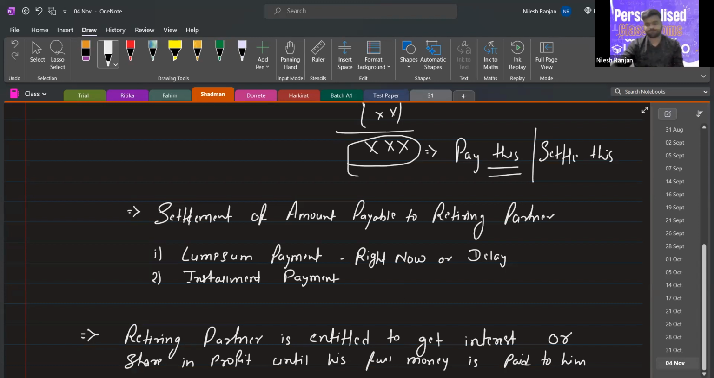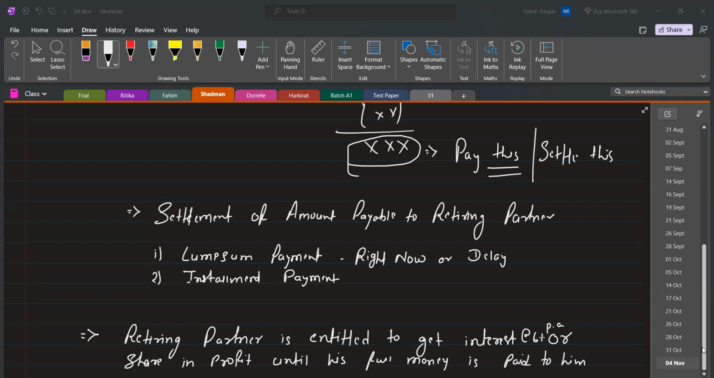So now the interest rate is 6% per annum. So this is the concept of settlement.